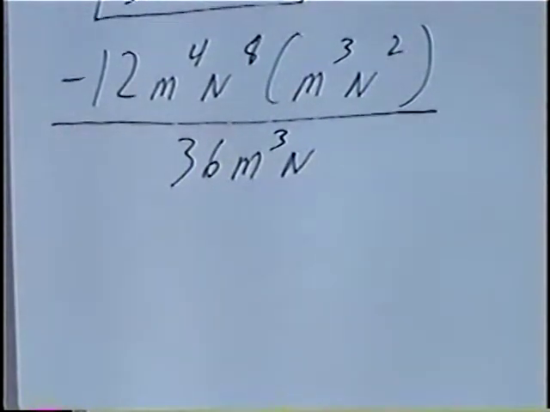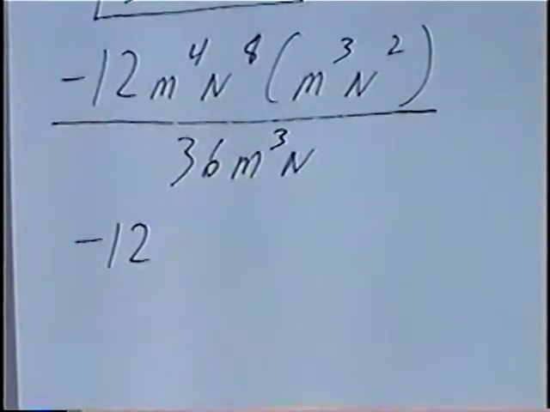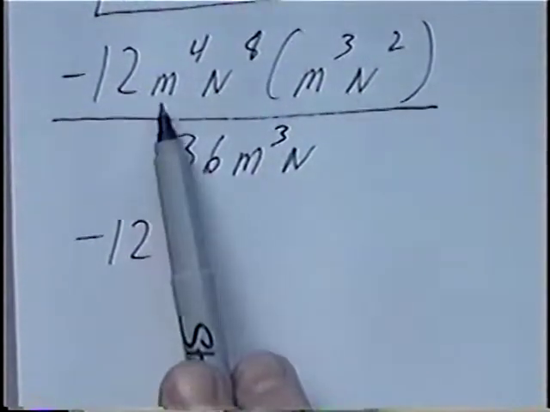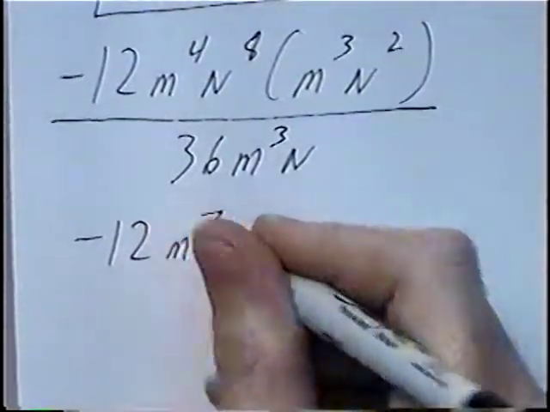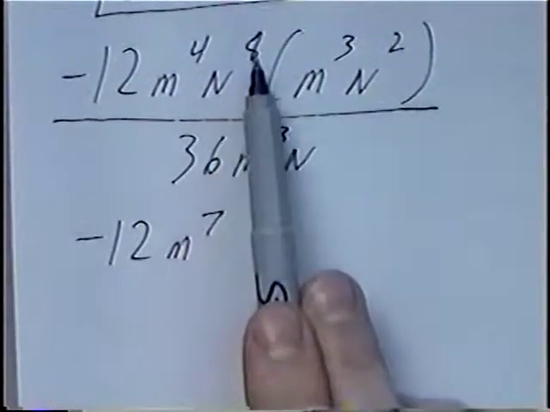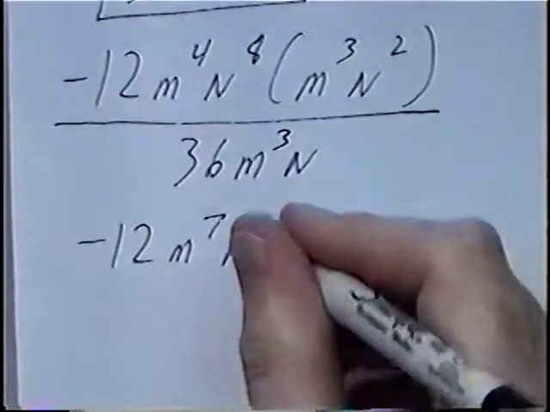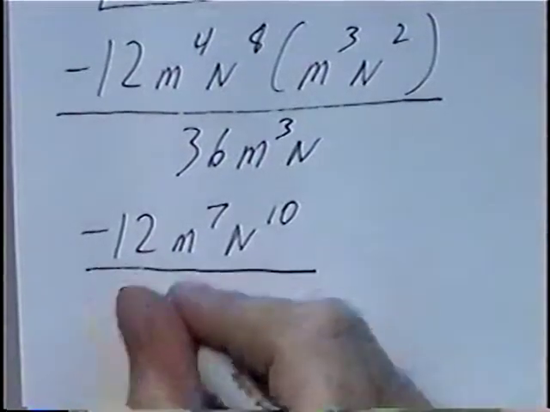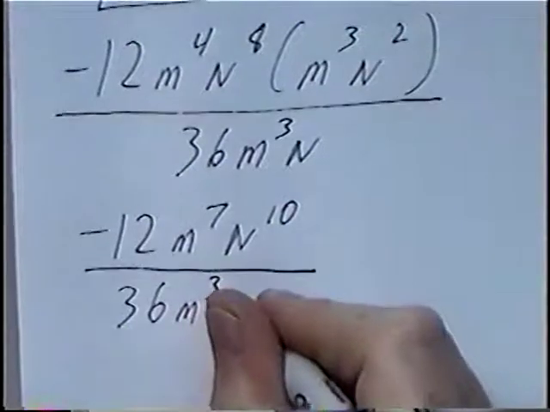Simplifying this expression, we can first combine like terms on the numerator, leaving the coefficient -12 for right now. We have m to the 4th times m to the 3rd. Again, like bases, we can add the exponents, which will give us m to the 7th, and n to the 8th times n squared. Adding the exponents again, we'll have n to the 10th power. All divided by, leaving the denominator the same, 36, m to the 3rd power times n.